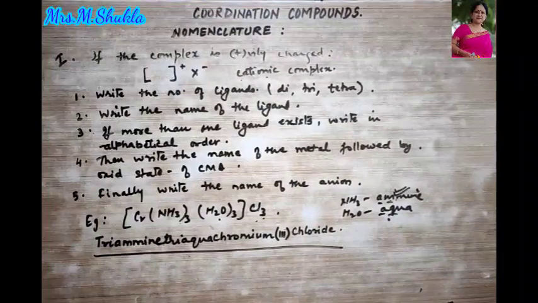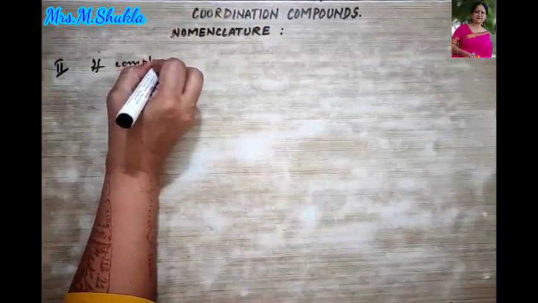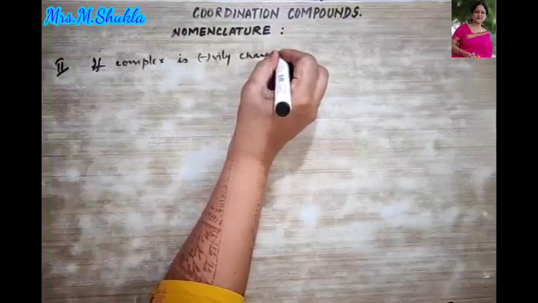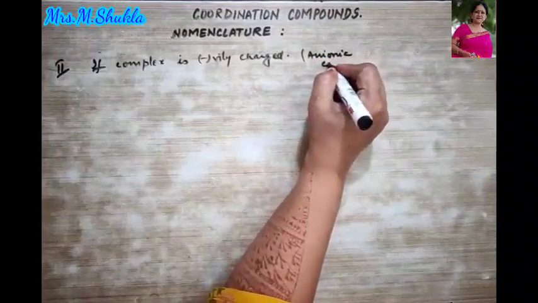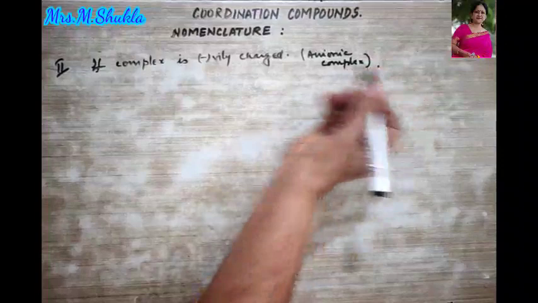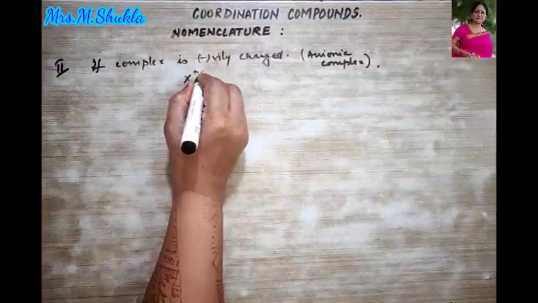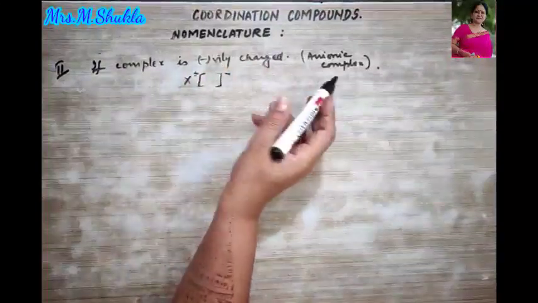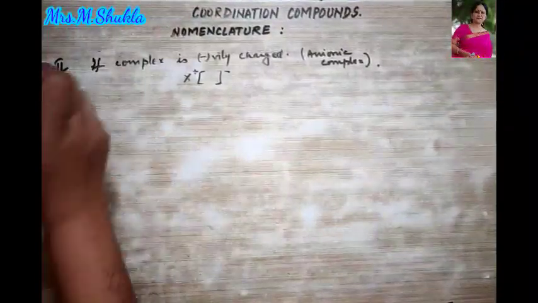Now coming to the negatively charged complex, or the anionic complex. If the complex is negatively charged, I am talking about an anionic complex. Okay, so how do we recognize the anionic complex? It is X plus, and inside the bracket it has to be minus, then it will be an anionic complex. So first I'll write down the steps and then I'll give you an example as I did previously.